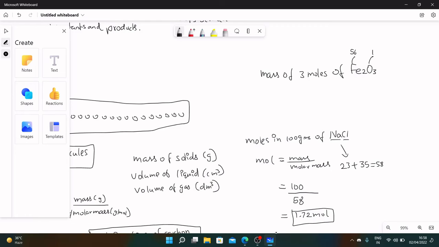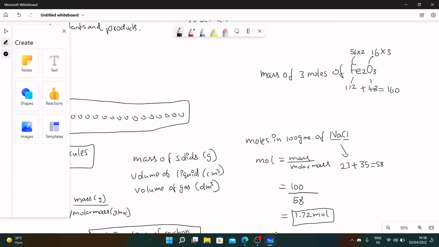56 and 16, but this is not complete yet. We have 2 iron and 3 oxygen atoms. So we have to multiply this by 3 and multiply this by 2. And that would be 112 plus 48, which would result in 160 grams per mole. We have a value.